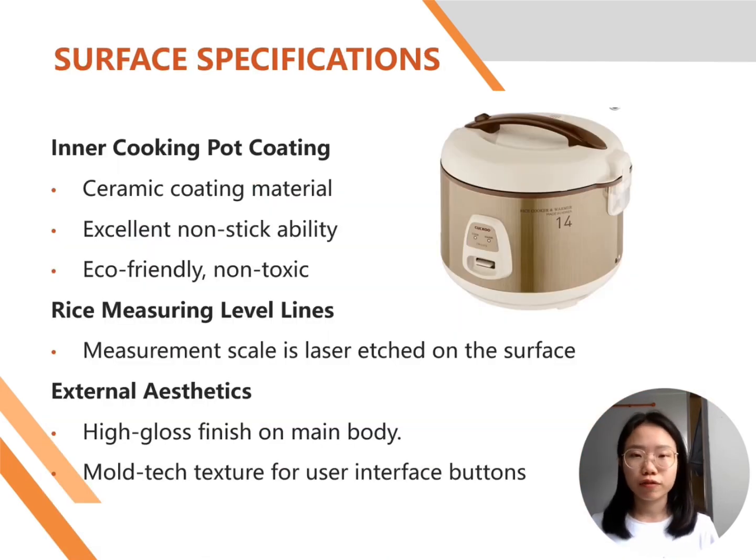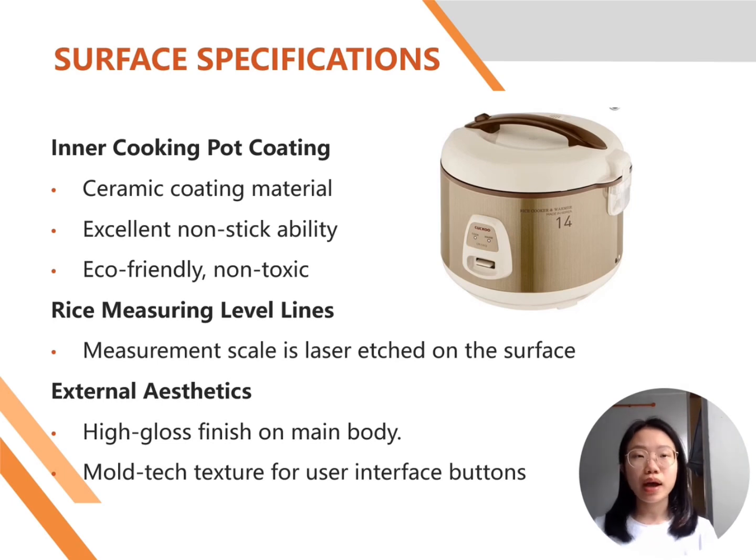So next we come to the surface specification section. Like what we said just now, the material that we are choosing to make the inner cooking pot is multi-ply stainless steel. It has many advantages that make it suitable as a material for the inner cooking pot, but the major disadvantage of this material is that it has relatively poor non-stick ability. So the rice starches are likely to bond to the tiny pores in the steel as it heats up. This will make it difficult to clean.